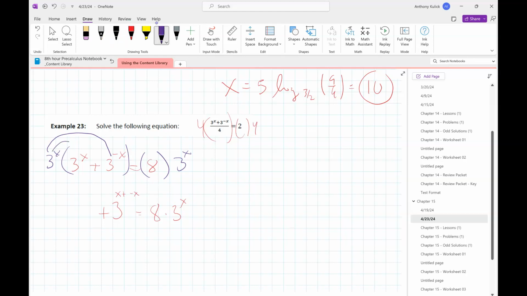When I multiply 3 to the x times 3 to the x, I get 3 to the x squared. What is x plus negative x? 0. What's 3 to the 0? 1.